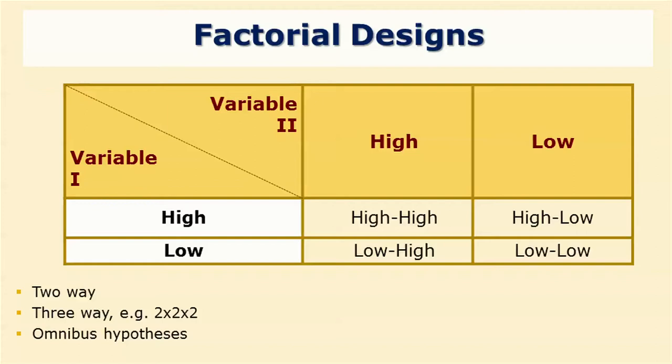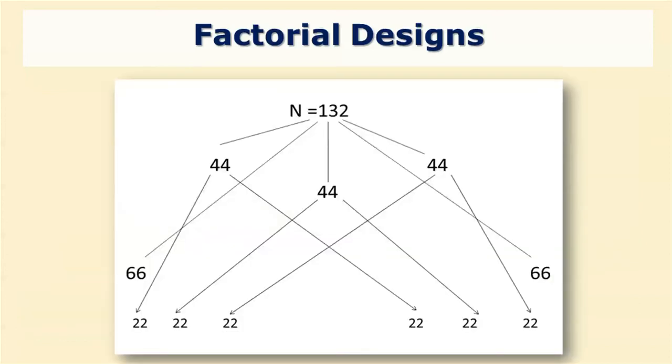Why is this called an omnibus hypothesis? For the simple reason that you are testing multiple hypotheses at the same time without compromising on error. So you are not building up or multiplying your margin of error because you are testing all hypotheses at once, which is why this is a very neat and parsimonious kind of design. Let us look at one example where you have a total sample size of about 132.